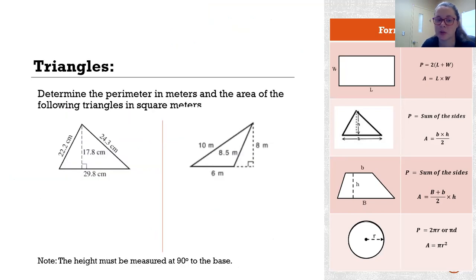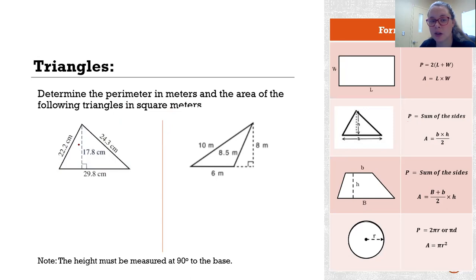All right, jumping on to our next question. We're going to look at a couple triangle questions. I'm just refreshing again some of the principles of the formulas for triangles. So for triangles, perimeter is just going to be the sum of the sides. We add all three sides together, where area is going to be base times height divided by 2, or 1/2 times base times height is another way to write that. So we want to determine the perimeter in meters and the area of the following triangles in meters.